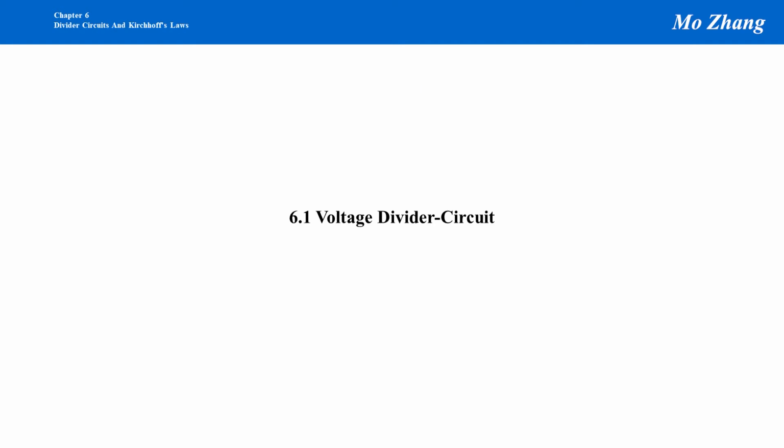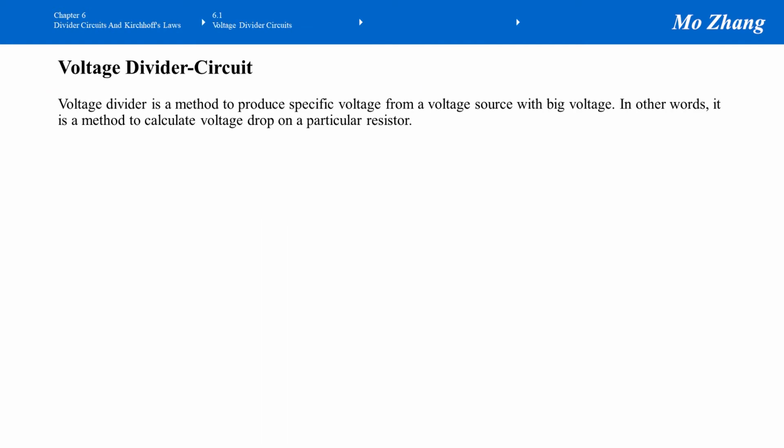6.1 Voltage divider circuit. Voltage divider circuit, or voltage divider method, is just a method we can use to easily find the voltage drop on a resistor or multiple resistors in a series resistor circuit. In other words, if we know the source voltage and every resistor in this series resistor circuit, we can use this method to figure out the voltage drop of a particular resistor or multiple resistors.